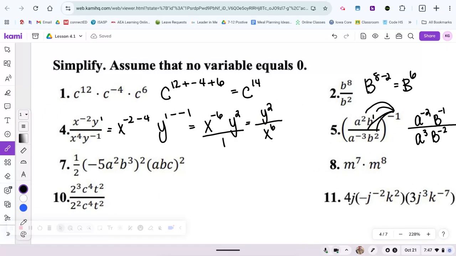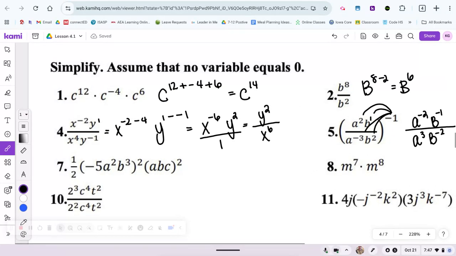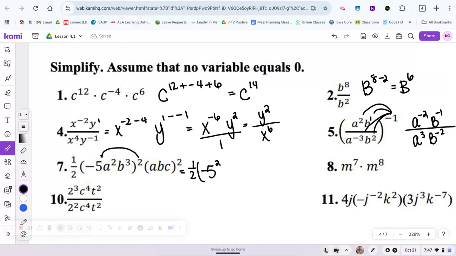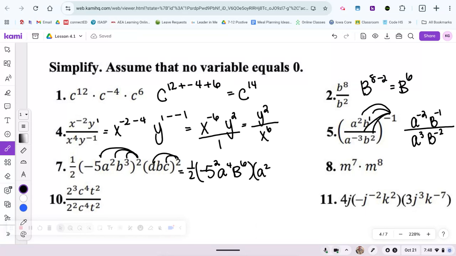Number 7 looks difficult. So number 7, I'm going to start with distribute like we always do. So I'm going to keep this 1/2 for now. I'm not going to worry about that. But I have negative 5 to the 2nd, a to the 4th, b to the 6th, and then distribute here, a to the 2nd, b to the 2nd, c to the 2nd.